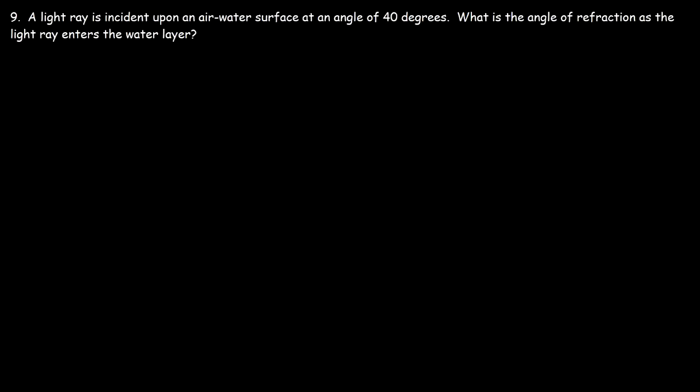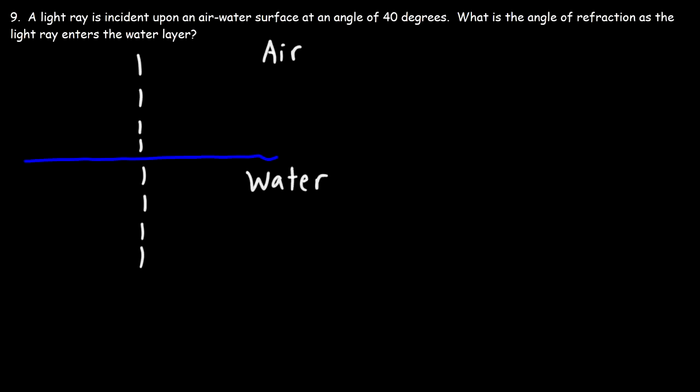Number 9. A light ray is incident upon an air-water surface at an angle of 40 degrees. What is the angle of refraction as the light ray enters the water layer? Well, let's begin with a picture. So that's the boundary between water and air, and this is going to be the normal line. So on top we have the air layer, and on the bottom, water. The index of refraction for air is 1. For water, you could look this up, it's 1.33.